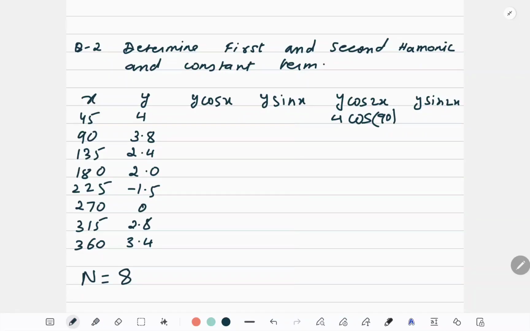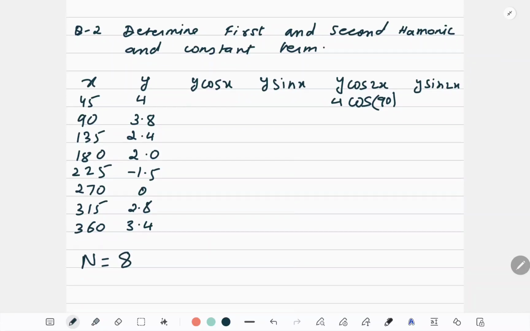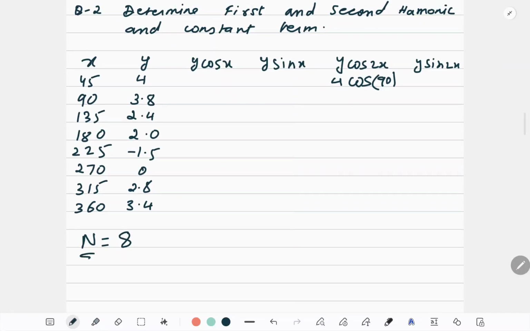Correct? And your calculator should be in degree. So that way you can make all the 4 columns. After making all the 4 columns, what you need to do? You need to add. So first I need summation of y. So if you do this question, pause the video and you should calculate.